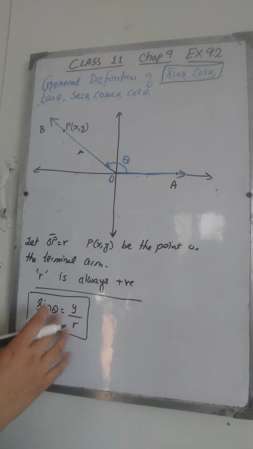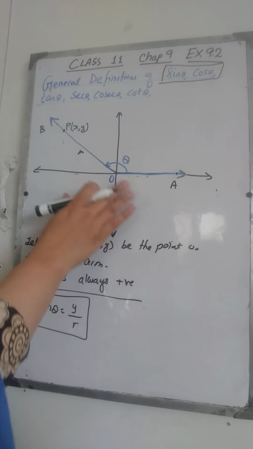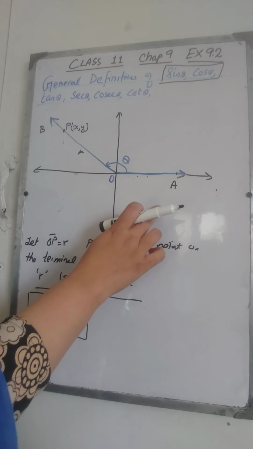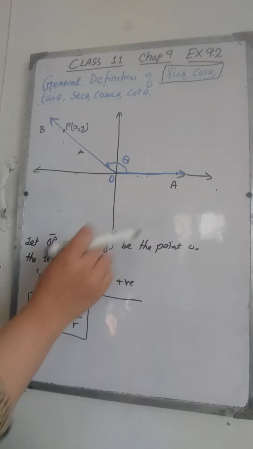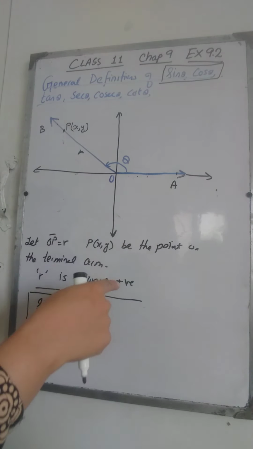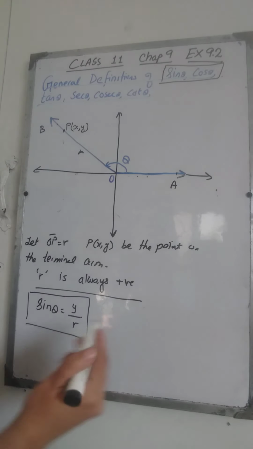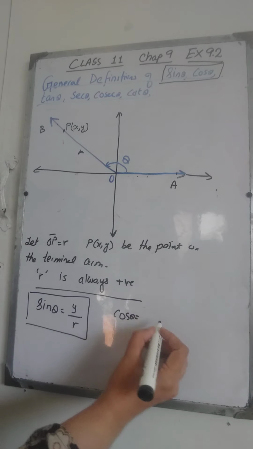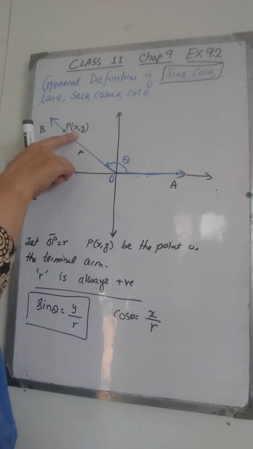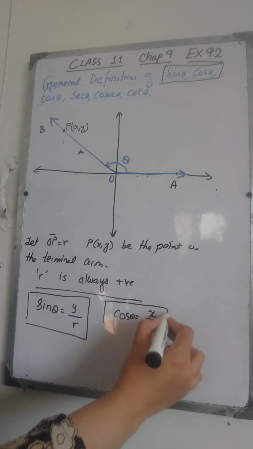This is the general definition for any angle, whether the angle is in the second quadrant or in the third or in the fourth. Even if the angle is in the fourth quadrant, you are going to take a point on the terminal arm, take the y coordinate of that point and divide it by r. This will give you the sine of the angle. Cos theta is defined as the x coordinate of the point over r. You take the x coordinate of the point which you have taken and divide it by r. This will give you the definition of cos theta.